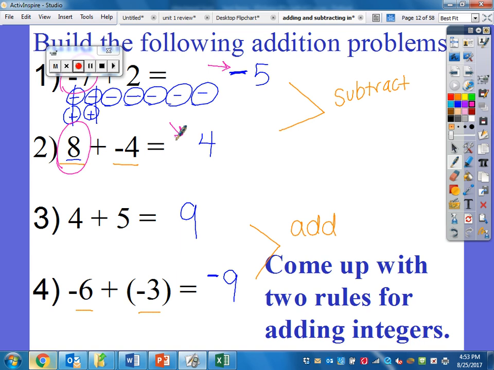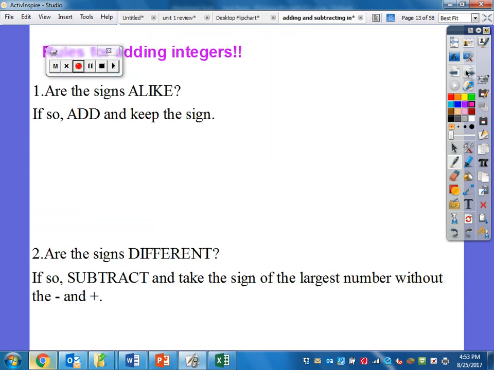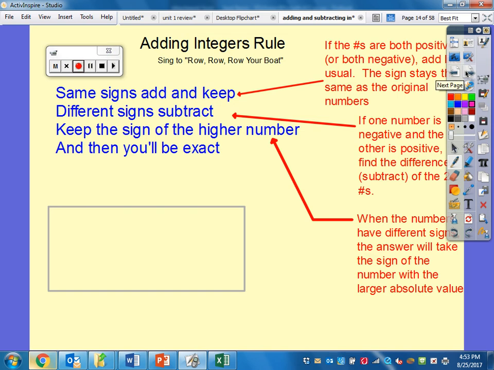Now, the last thing that we did today in class was we have a song to help us remember the rules. I encourage you to sing the song, teach someone else the song, and use those song lyrics to help you do your homework. It goes: same signs add and keep, different signs subtract. Keep the sign of the higher number, and then you'll be exact.